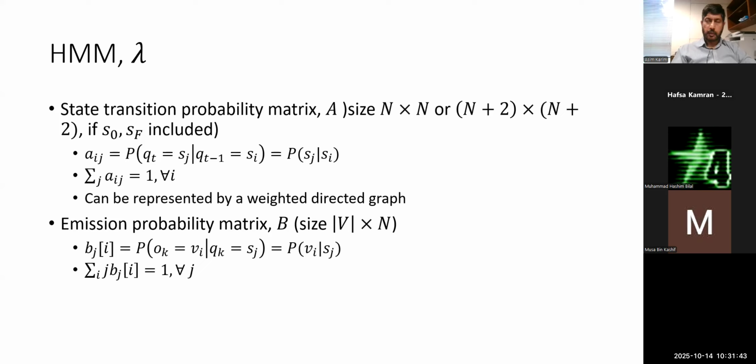So obviously, as we saw for PageRank, a row of this matrix should sum to one, which is the probability of state Si given state Sj. So the probabilities of all possible Sjs to come to Si should sum to 1.